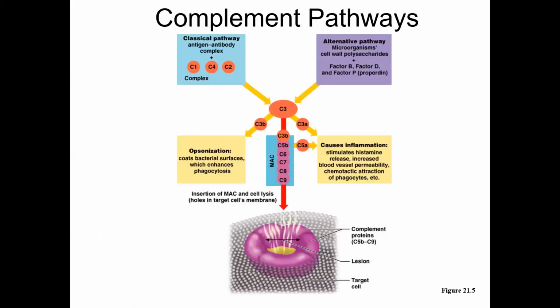Let me give you the diagram here. There are two different pathways: the classical pathway and the alternative pathway. You have these in your book. You don't need to remember the specific complement proteins involved in each step, but you need to know both pathways. Eventually, they lead to the activation of C3, complement protein number 3. Once C3 is activated, it goes down the middle path and forms this MAC.